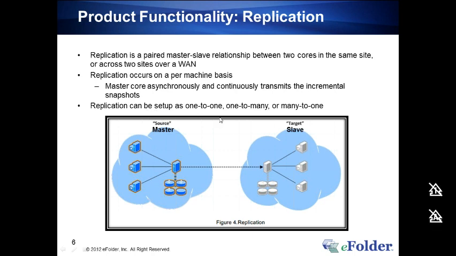One thing to understand is that replication can be set up in multiple fashions. You can do this one-to-one relationship that we have shown here, or you can do a one-to-many or many-to-one. This means that your source core can replicate to multiple target environments, or you can have multiple source environments replicating to one target.